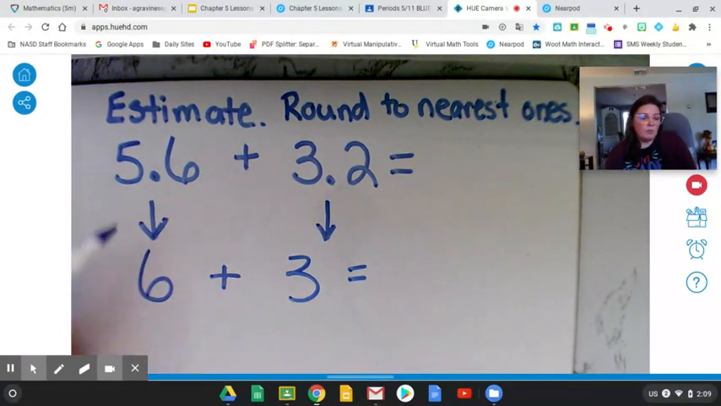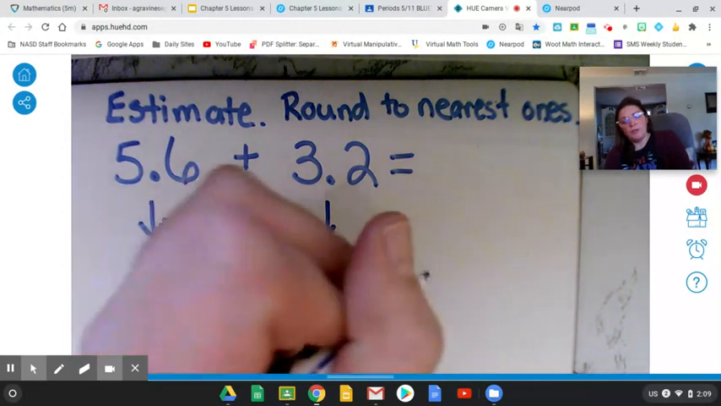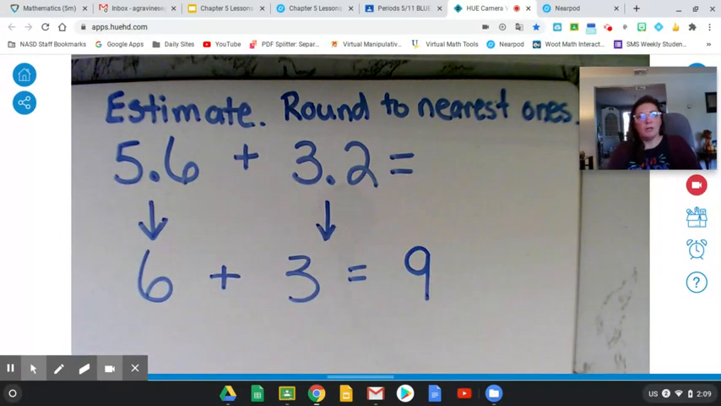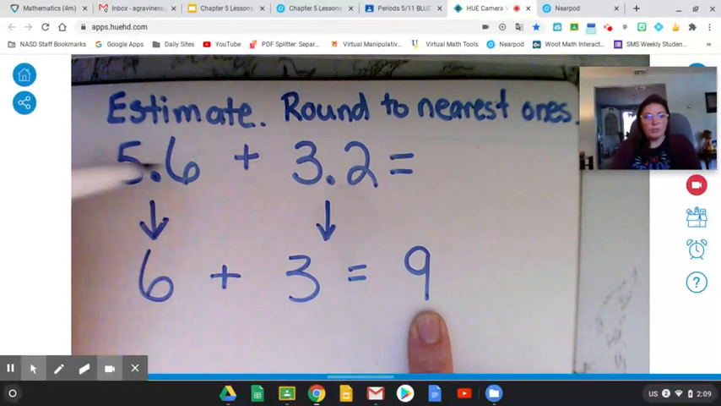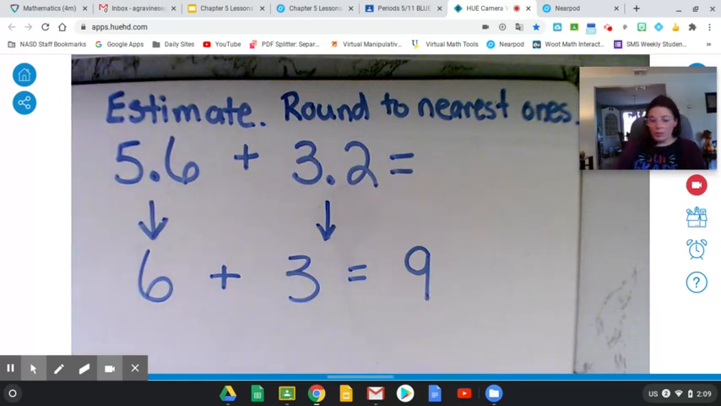So our estimate would be 6 plus 3, and it equals 9. So our estimate for 5.6 plus 3.2 is 9. And I'll tell you that the actual amount, so the actual sum, is 8.8. And 8.8 is really close to our estimate 9, so we know our answer is reasonable. Let's try another one.